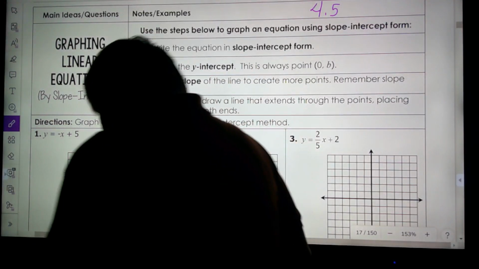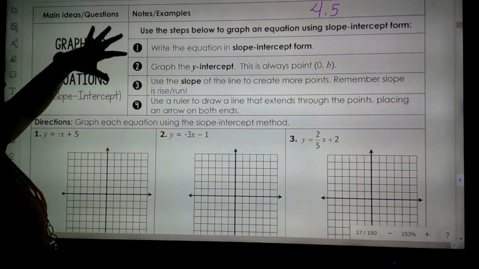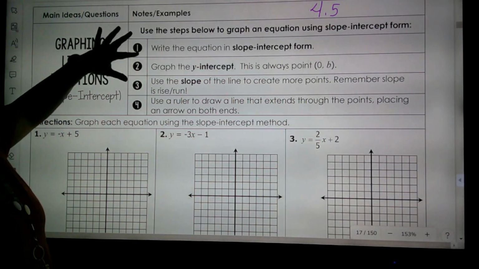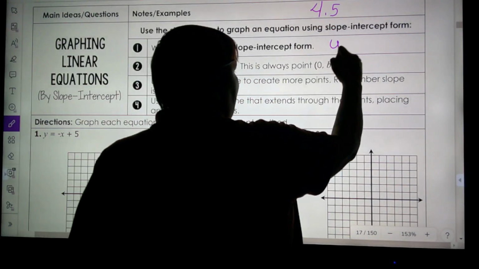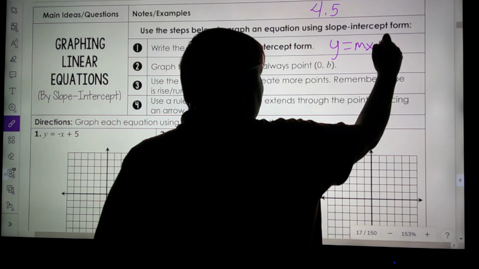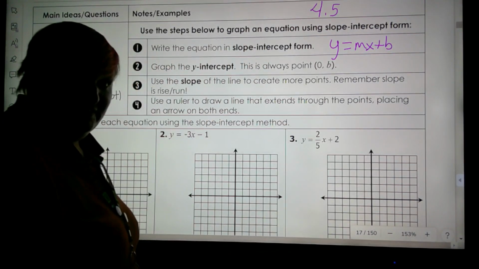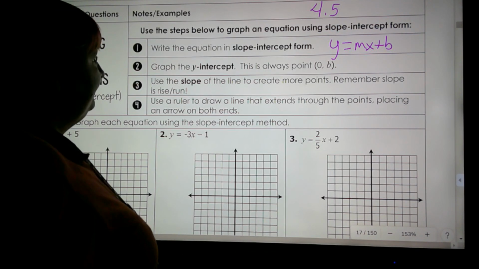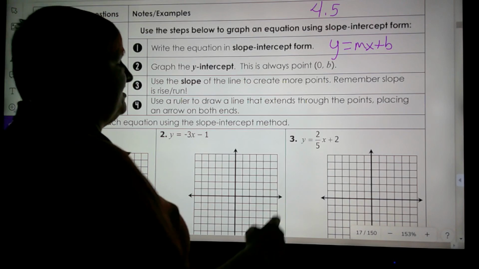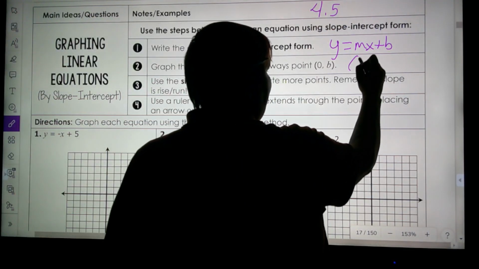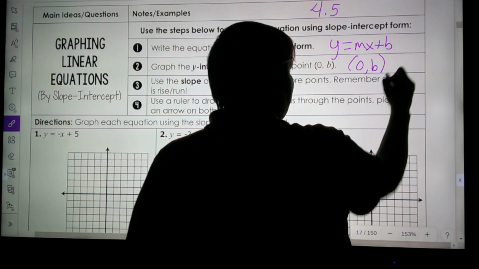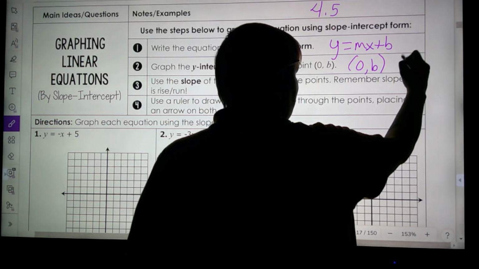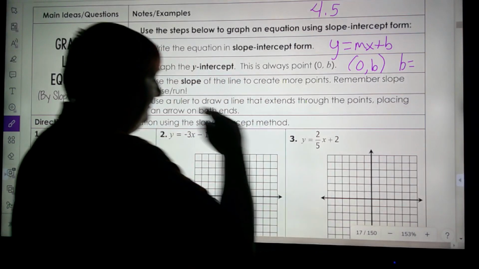Alright, so there's a few steps you need to know. Write the equation in slope-intercept form. So if it's not already in y equals mx plus b, you need to convert it, the thing we just did with the previous stuff. Graph the y-intercept. This is always the point (0, b). This is always your y-intercept. This is always your b equals what?